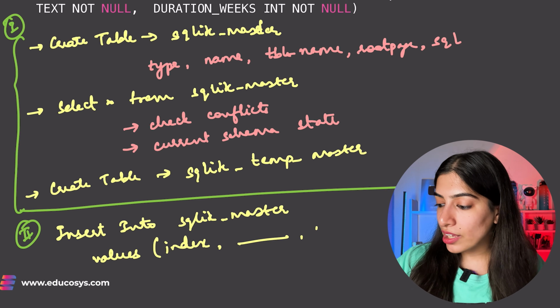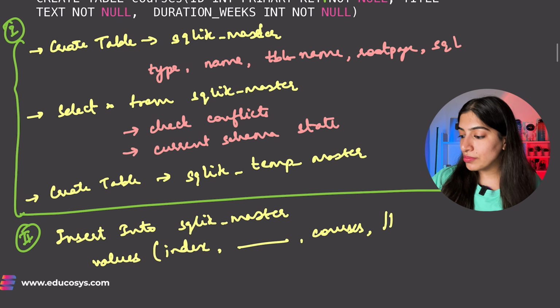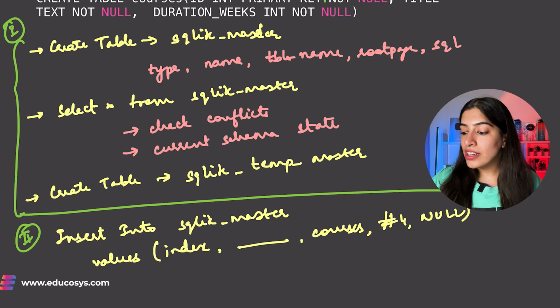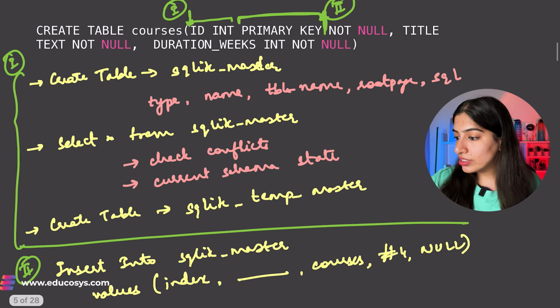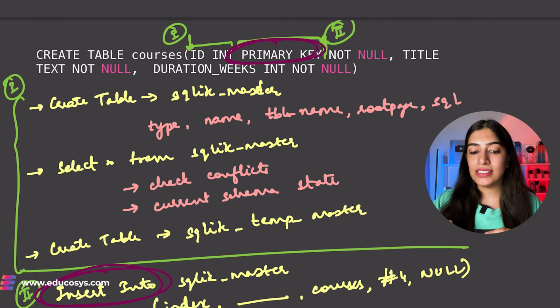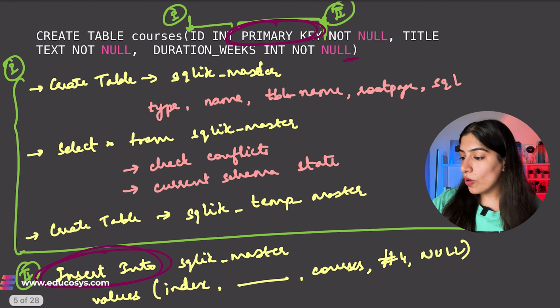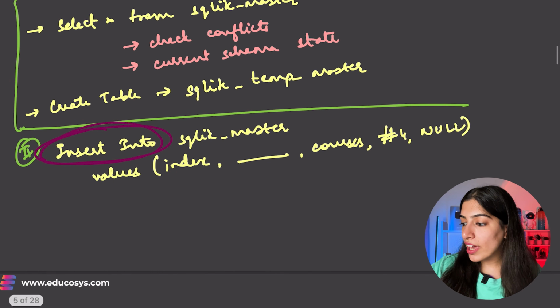Then there was table name, which was courses. Then there was root page. If you saw, we saw something like this, right? That was the one. And then there was SQL statement, which was null. So we did the insert into statement. So this insert into statement happened because of this primary key. And once this happened, then there was not null and all of this. And once this happened, now all of this is done. Now we have reached the end table.